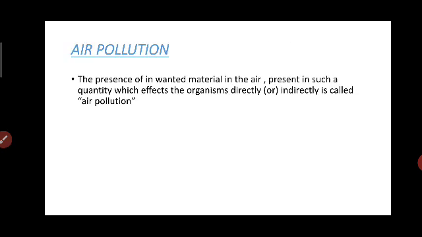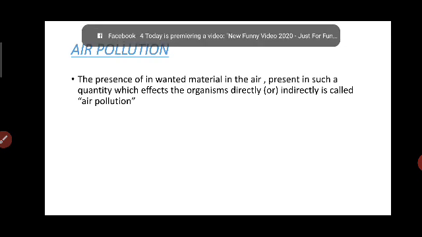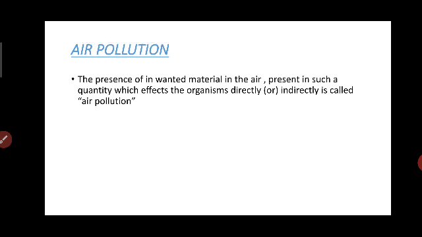What is air? Air is the mixture of all gases at their molecular level. Molecular level means, for example, oxygen is O2, hydrogen is H2, nitrogen is N2. Like that, all gases are present at the molecular level in our surroundings. That mixture of all gases is called air. The presence of unwanted materials in the air in such a quantity that affects organisms directly and indirectly is called air pollution.